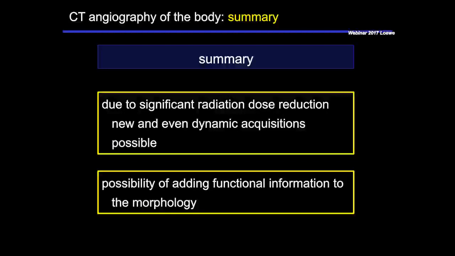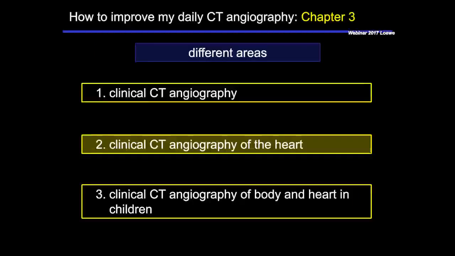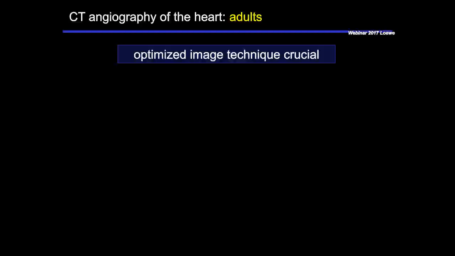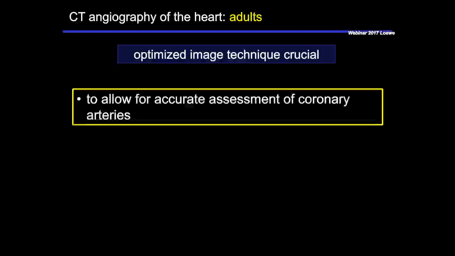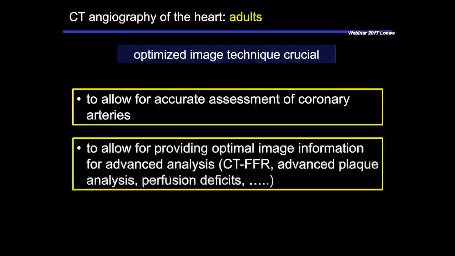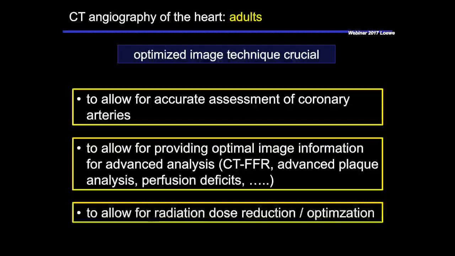Well, we already have heard a lot about the application of clinical CT angiography of the heart and how to improve the protocol. So this was also the topic of the previous two webinars. I think I already have shown that the optimized imaging technique is really crucial to allow for the accurate assessment of coronary arteries, to allow for providing optimal image information for advanced analysis like CT FFR, advanced plaque analysis, perfusion, and so on, and of course to allow for radiation dose reduction and further optimization.